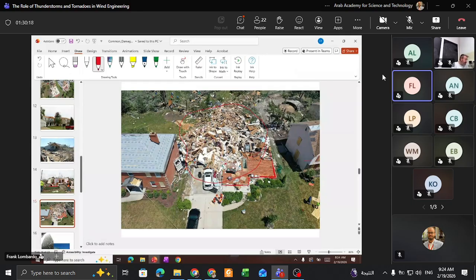And again, if you go through the EF scale and look, the highest DOD is what they call slab, which is just the foundation swept clean. Here, most of the debris is laying in the structure. So people were injured at this house. I think they ended up surviving, but still pretty scary when you go out and look at it.